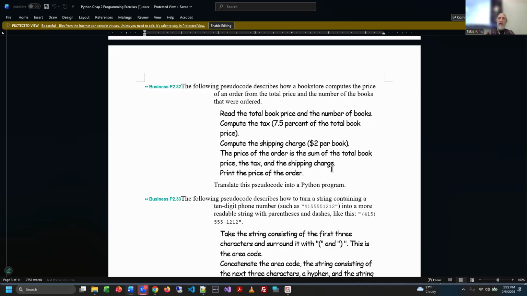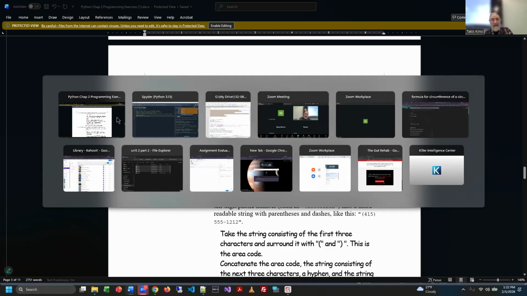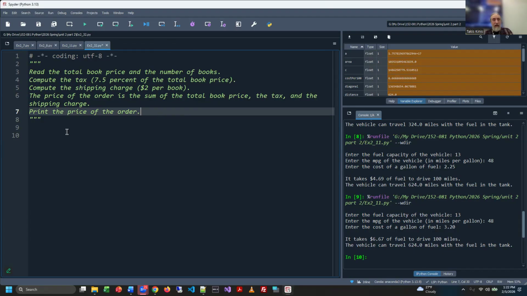Now, when you write your program, you can hard code those numbers into your code, or you can save them as implied constants, and that's what I'm going to recommend you do. And then they tell you how to calculate the total, which is that the price of the order is the sum of the total book price, the tax, and the shipping charge, and then print the price of the order. So they just want you to give what it's going to cost. Here it is. All right, so that's the general thing, and that's what I translated here into Spyder up at the top. It's just that pseudocode.